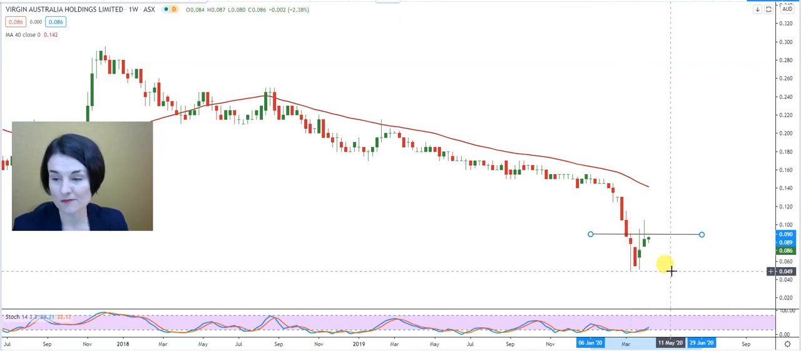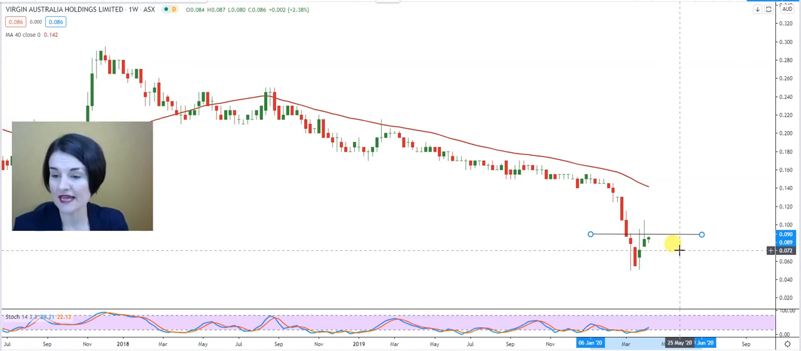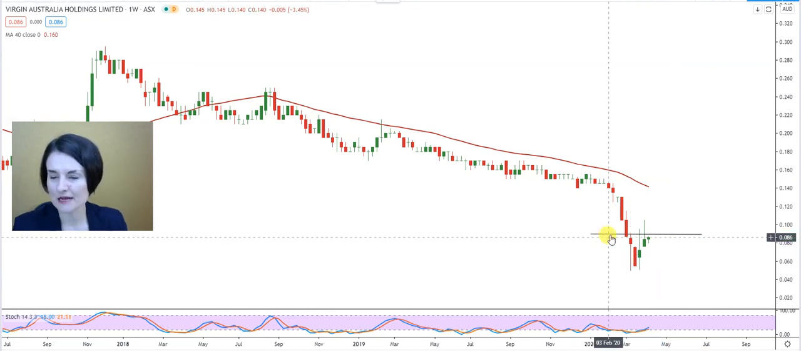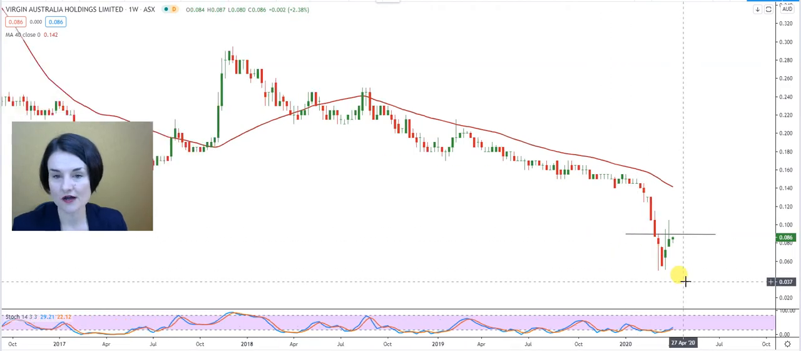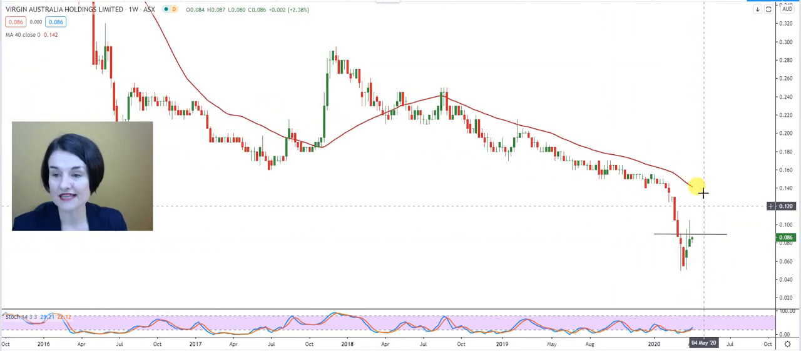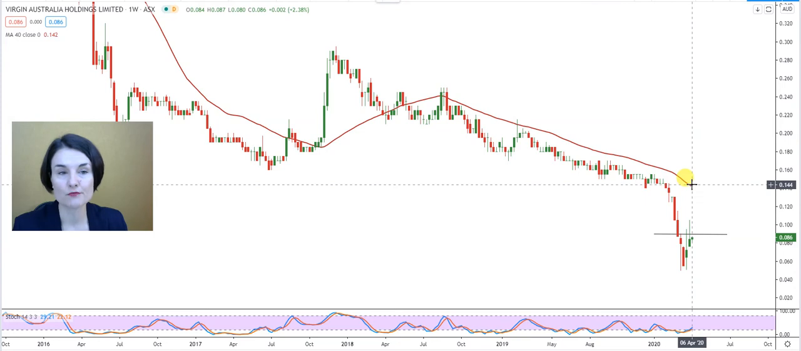Possible stop loss that you can use is 0.05 cents, a massive stop loss. Either you can maybe make it a little bit closer and take it back to that real body of 0.072. Nice, coming from a low base, higher lows on my candles, and that can maybe take the share back to that 40-week moving average, waiting at 0.14.